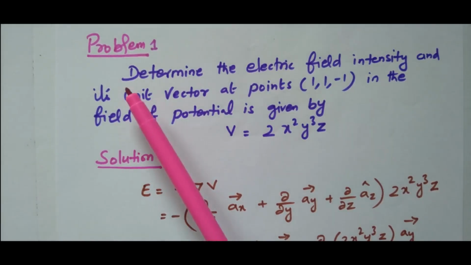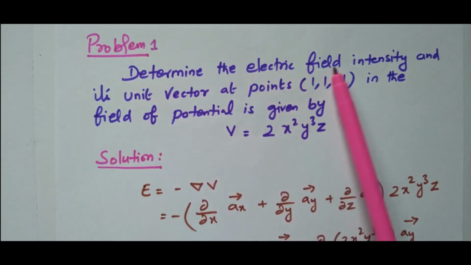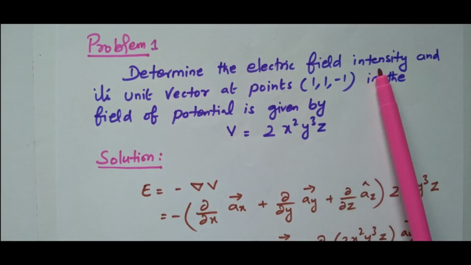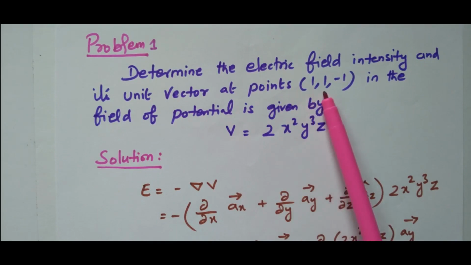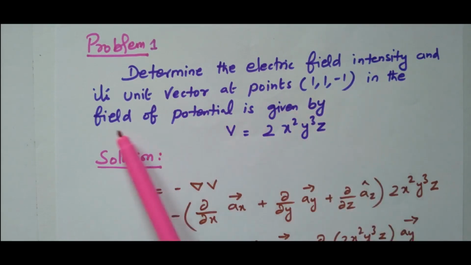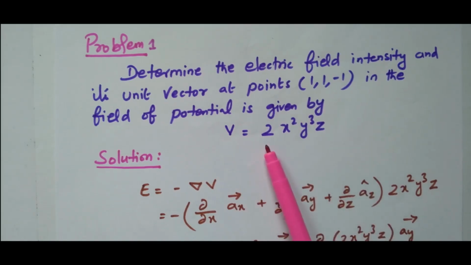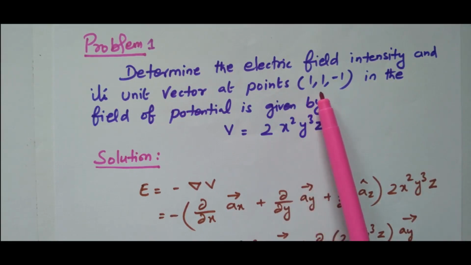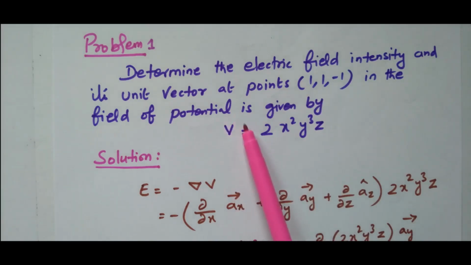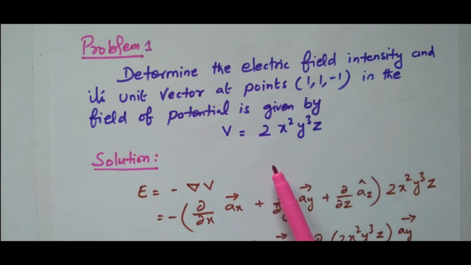We'll see the first problem. The first problem is to determine the electric field intensity. We need to find the electric field intensity E and unit vector at the point 1, 1, minus 1, in the field of potential given by V equal to 2x square y cube Z. So in this problem, we need to find electric field intensity and unit vector. The potential equation is given, 2x square y cube Z, and the point is also given, 1, 1, minus 1. So from V, we need to find the expression for E.